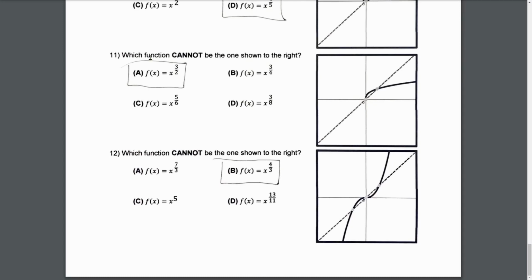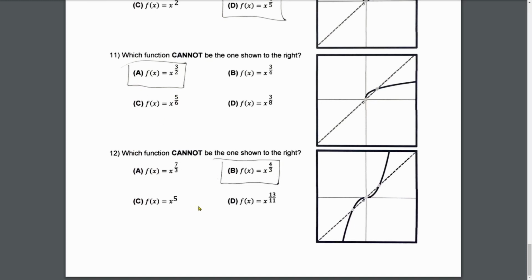Number 11, let's look at whether the function is even or odd. It looks like all of the numerators are odd, so these would all be odd functions. So let's ask ourselves if the exponents are less than or greater than 1. For A, 3/2 is greater than 1, but for the rest of these the exponents are less than 1, so A would be our answer.